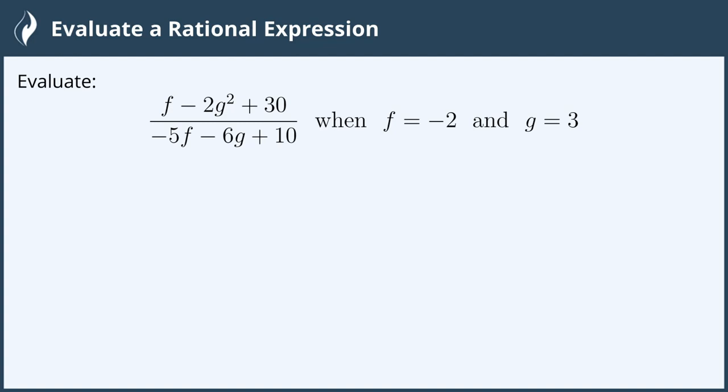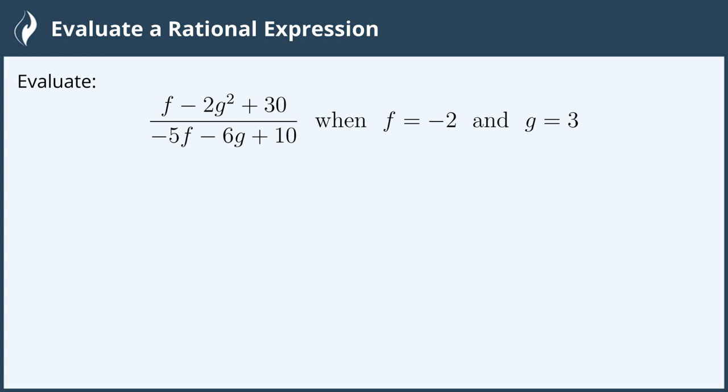Hi everyone! In this video we will evaluate a rational expression. Evaluate the quantity f minus 2g squared plus 30 divided by the quantity negative 5f minus 6g plus 10 when f equals negative 2 and g equals 3.